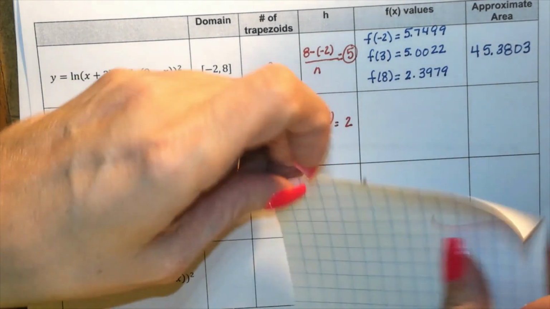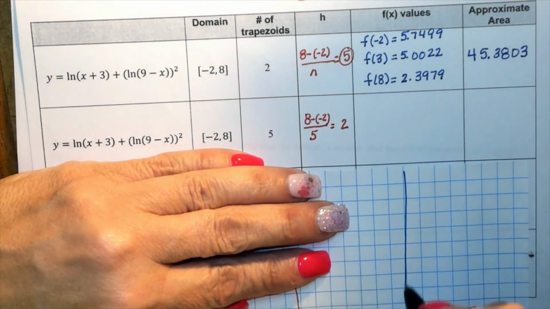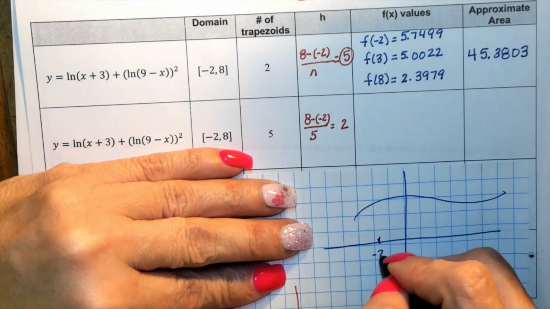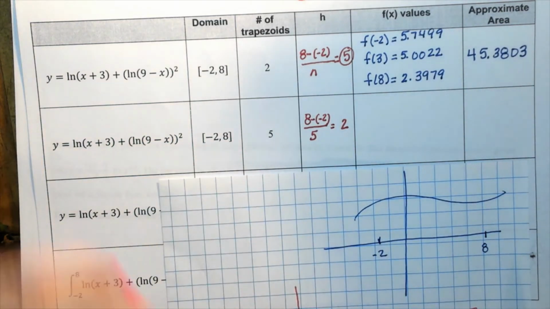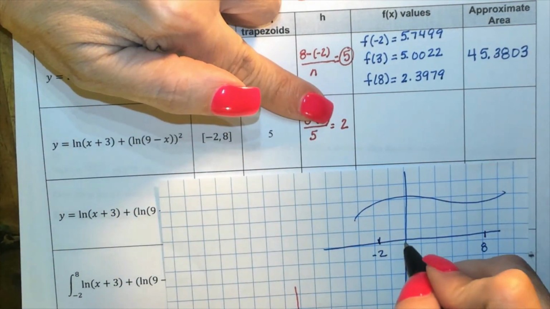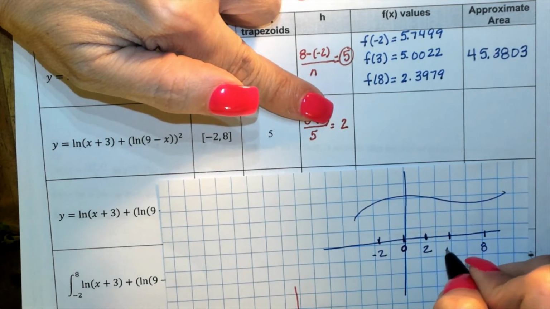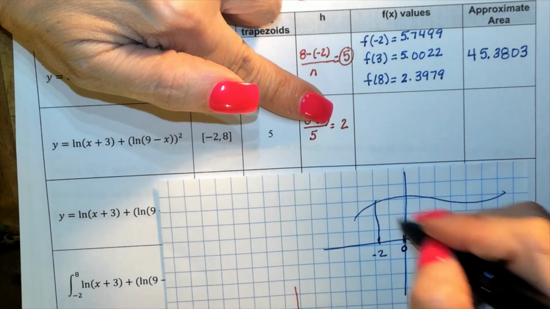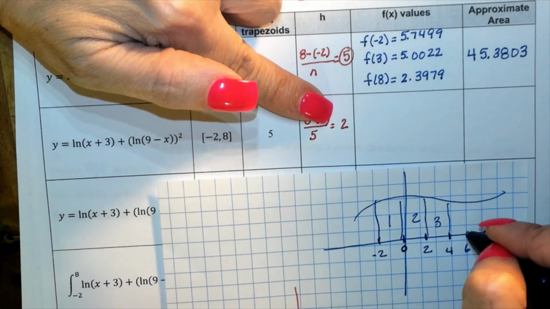So let's take my picture, and we're going from -2 to 8, but now we need to divide up every 2 units. So that means we would be at 0, 2, 4, 6, and then 8. Let's double check. There's 1, 2, 3, 4, 5.